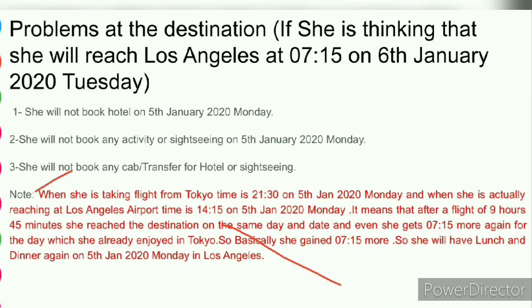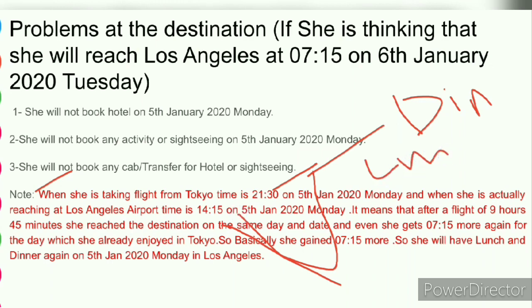So she will be having lunch again in Los Angeles. She will be having dinner again in Los Angeles on 5th January. So here she is taking the flight from Tokyo in the evening. She might have taken lunch in the afternoon, but she might not have taken dinner in Tokyo, right? So again she is reaching in the afternoon. She will have lunch again. Even dinner she will take again.